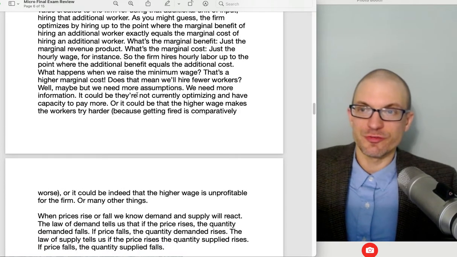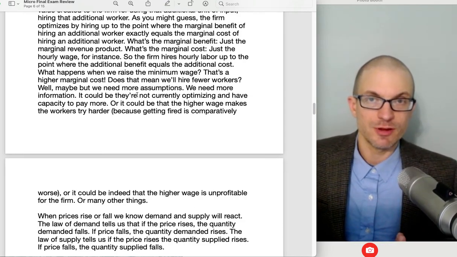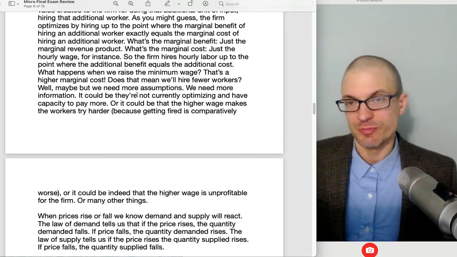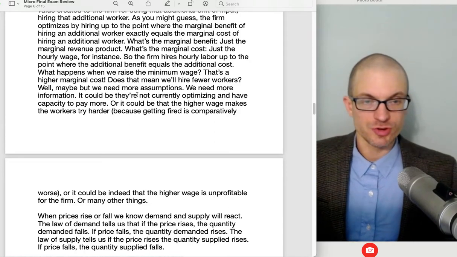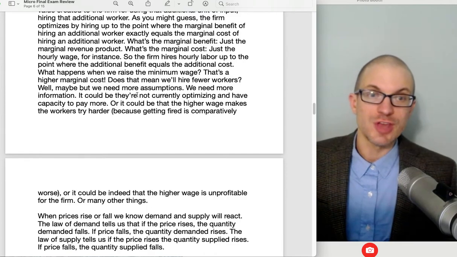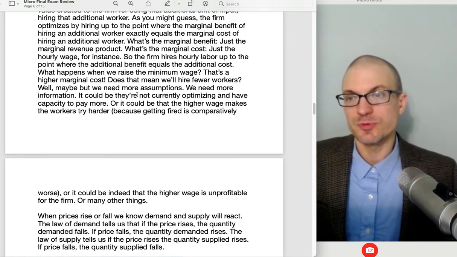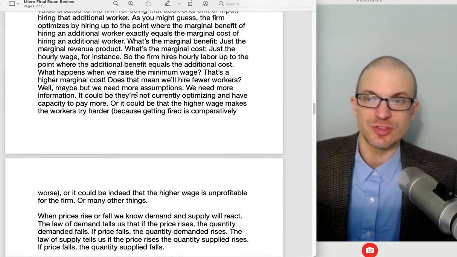Now, as you might guess, the firm optimizes by hiring up to the point where the marginal benefit of hiring one more worker exactly equals the marginal cost. So what's the marginal benefit? That's just the marginal revenue product. What's the marginal cost? It's just the hourly wage, for instance. So the firm hires hourly labor up to the point where the additional benefit equals the additional cost.